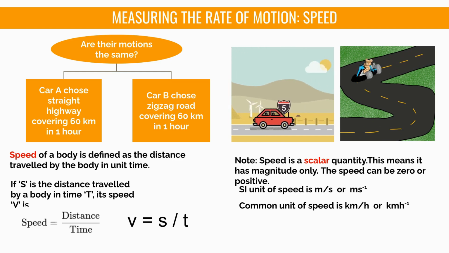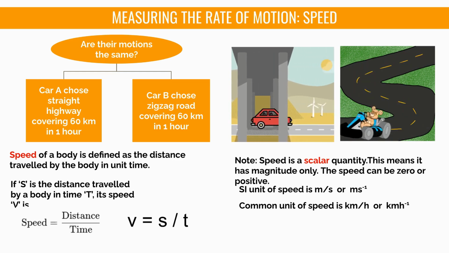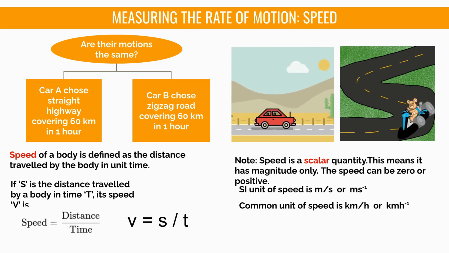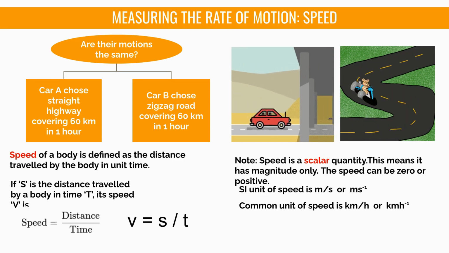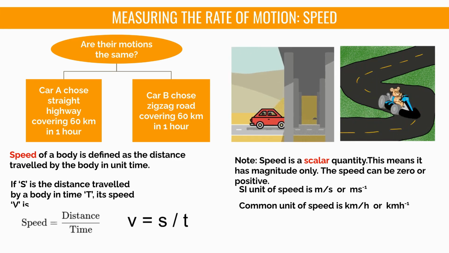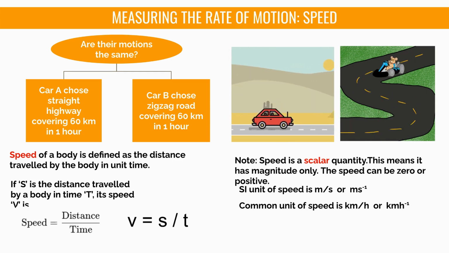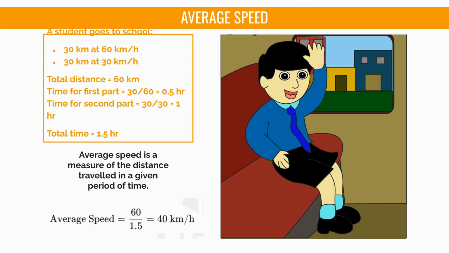What is speed? Speed tells us how fast an object is moving. Speed is the distance traveled per unit time. Its SI unit is meter per second, and a common unit is kilometer per hour. Note, speed is a scalar quantity, this means it has magnitude only. The speed can be zero or positive.